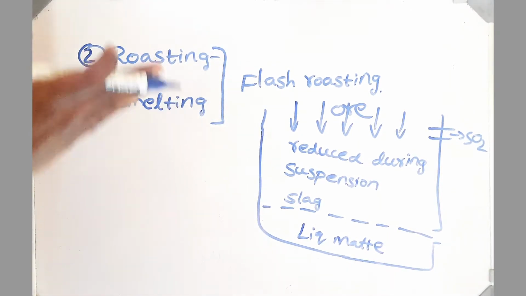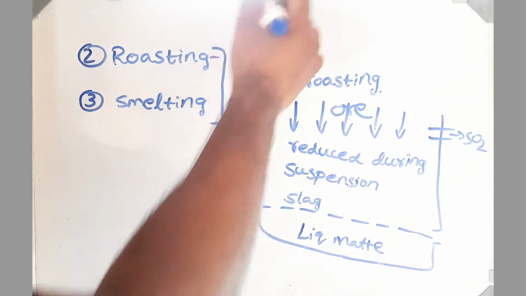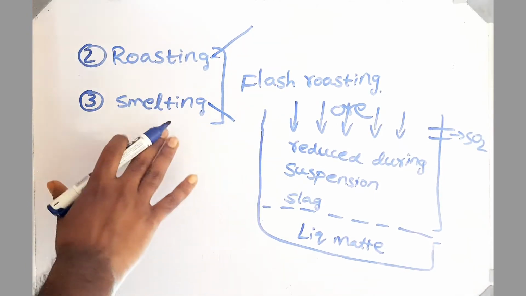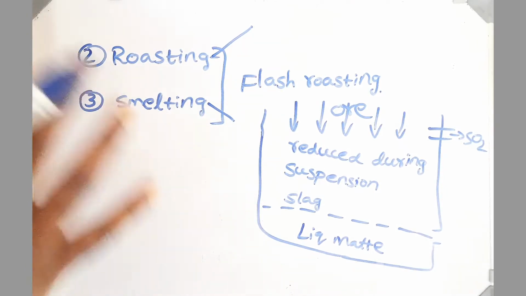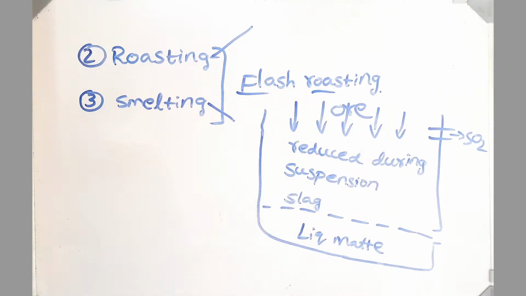So if we are doing both in two different furnaces, it is difficult or not economical to have a separate setup for collection of sulfur dioxide here as well as a separate setup for the collection of sulfur dioxide here. So what people found is that both these processes are combined in flash roasting, where we allow our ore particles to fall through the air. And when they are in suspension, in mid-air, they get roasted and produce liquid matte and slag in one step.